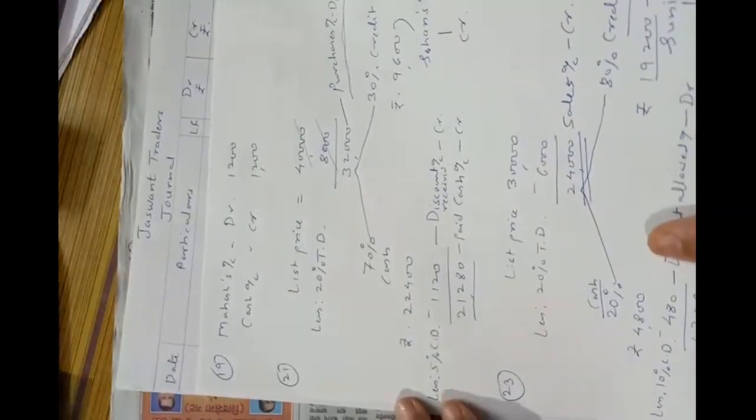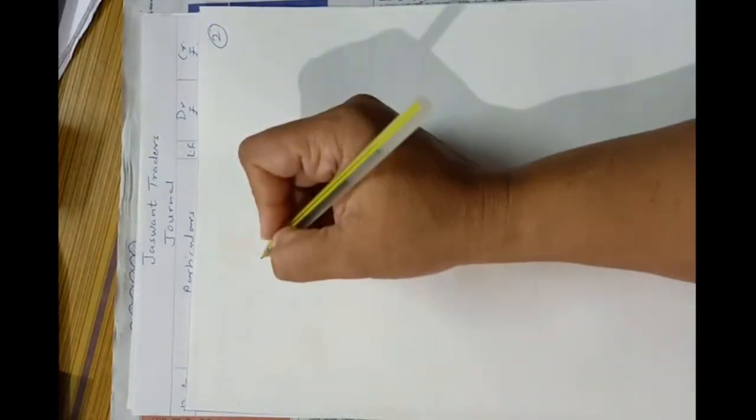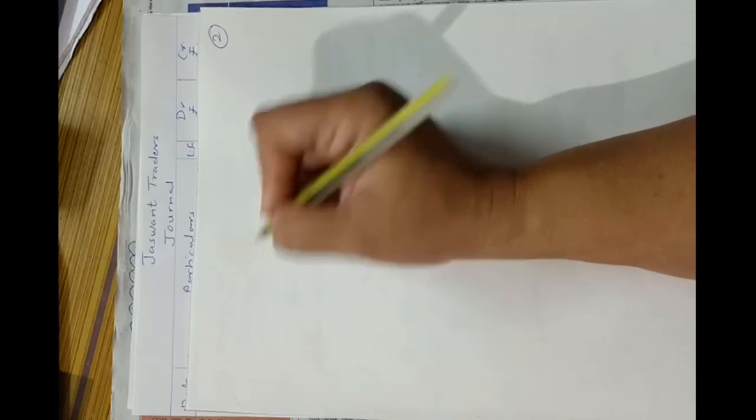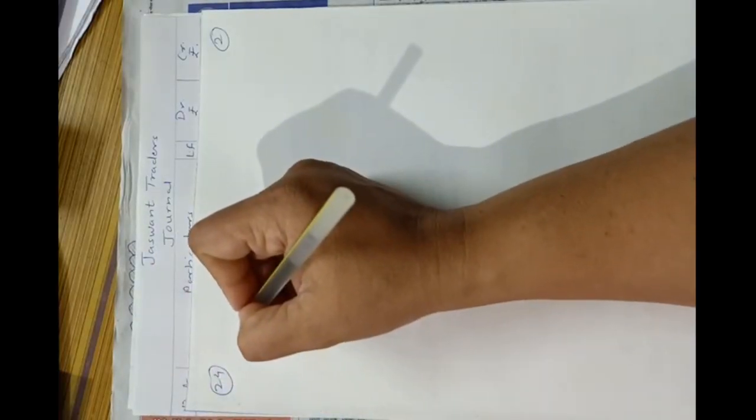So here we have completed the working till 23rd April. This is the first page. Now I will use second page for working for next transactions. This is the second page. Now the entry will be of 24th April. So, 24th April, see the entry.